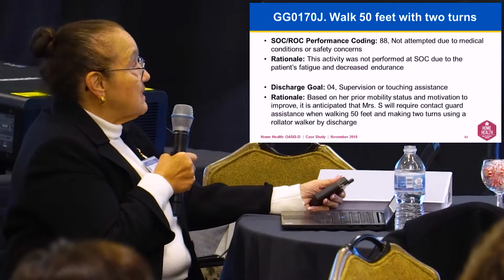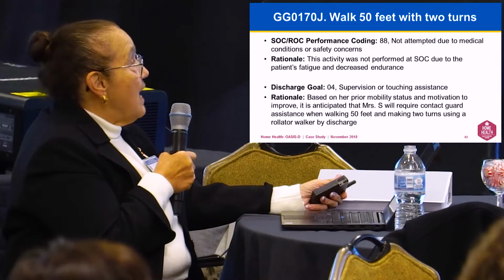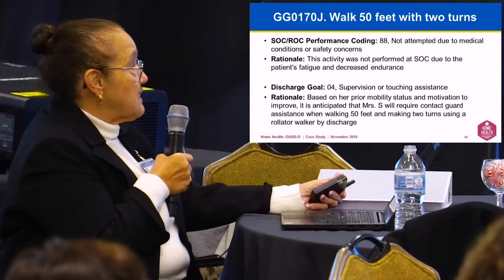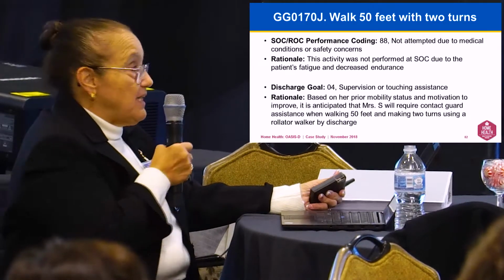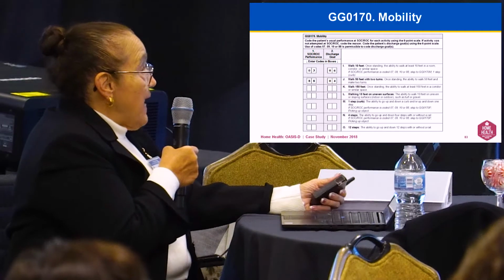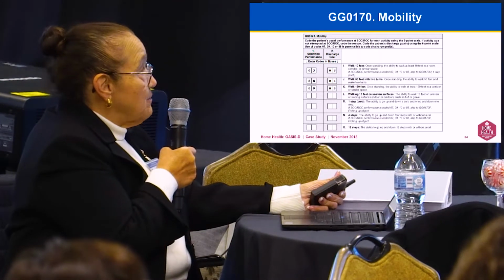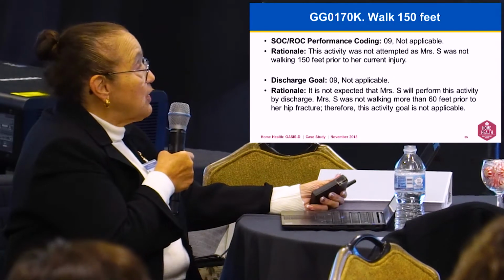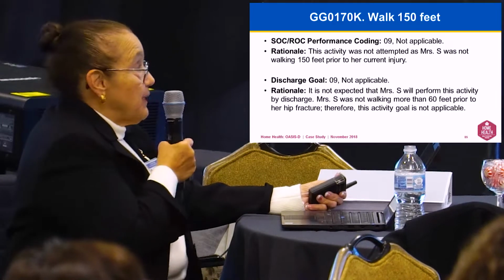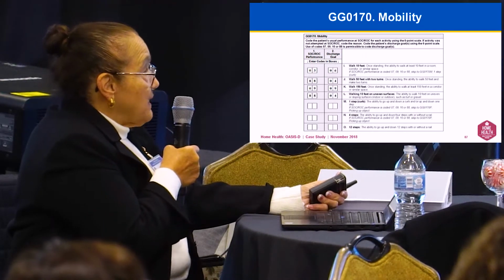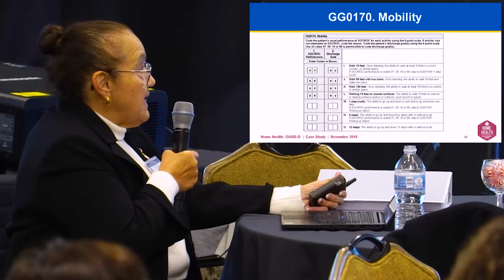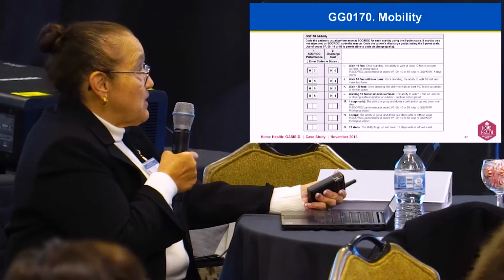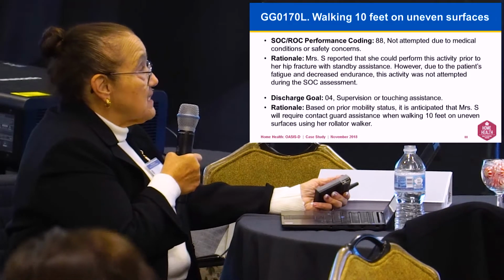Rationale: 88 because the activity was not done due to fatigue, and 04 for discharge because we are basing this on her prior status and her being very motivated to improve. K is to walk 150 feet. We have scored this 09 in both areas as not applicable because she couldn't do this before her injury. L, walking 10 feet on uneven surfaces, 88 for the start of care, and 04 for the discharge, the same as J. And the rationale is the same.